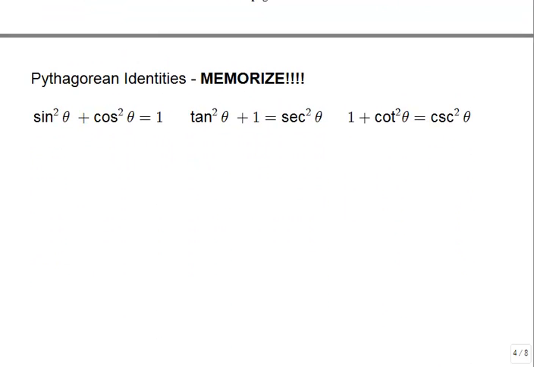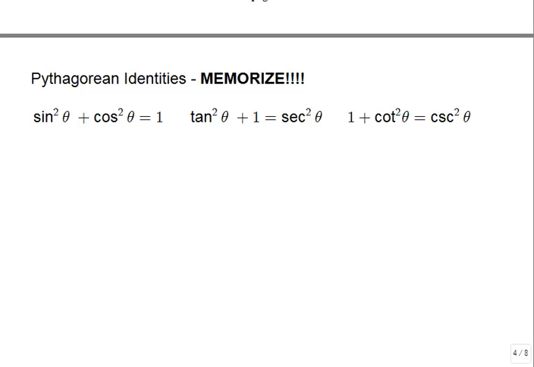Next, we are talking about what we call the Pythagorean identities, and these 3 identities are very, very important, especially when we start talking about identities and trigonometric functions. So you will use these quite often, so you definitely want to have these memorized. And we're going to prove each of these.